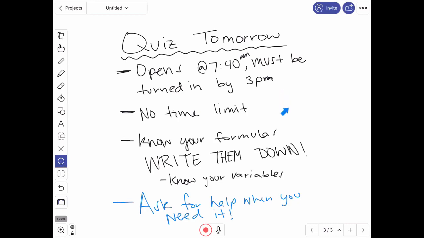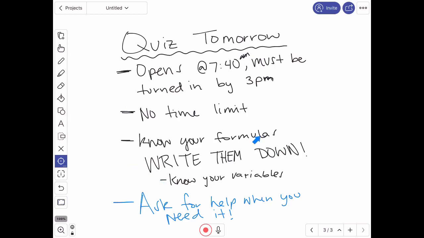That means that you can take more time to ask me questions, ask for my help, ask for Mr. Delph's help. There is no time limit, okay? Know your formulas. Write them down, have them printed, have something. If you want to even have just another tab up with all of the formulas on it on your laptop, that would be completely fine. Just make sure when you're actually in that quiz, you're not closing out of the quiz tab, because then you technically get locked out, right?